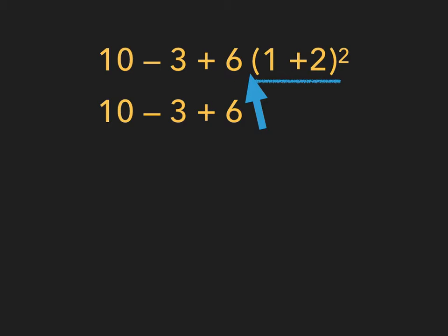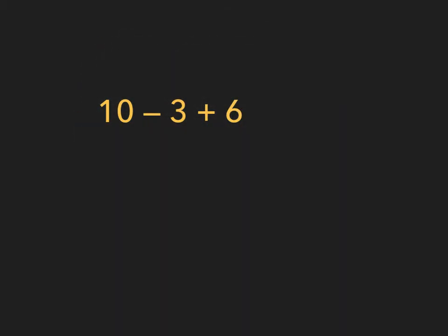It's important to note at this point, you will notice that there is no operation in front of the 6 and before the parentheses. When you see a problem set up like this, it means that it wants us to multiply 6 by whatever the value is within the parentheses. So I now have 10 minus 3 plus 6 times 3 squared.